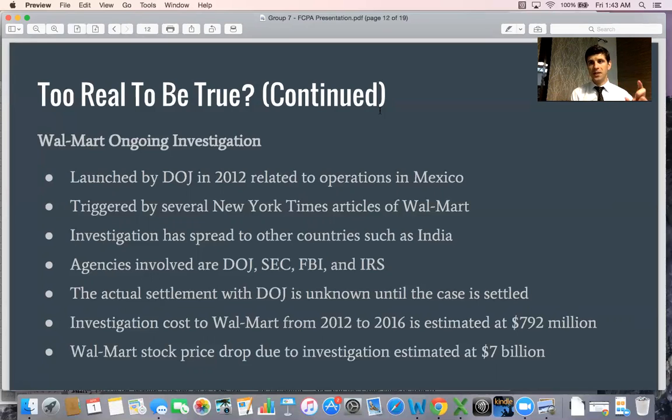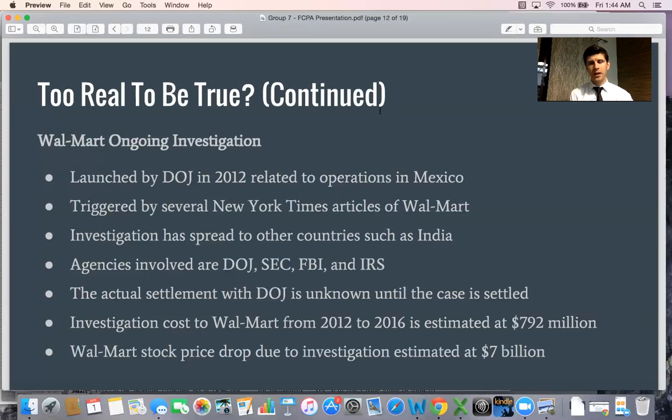Very soon, the investigation spread to many other countries. And right now, the analysts are showing that Mexico is actually not the biggest risk for Walmart anymore. Not much really happened there. There's going to be a fine, but not that bad. It's India where the real big risk now lies for Walmart, and who knows, could be other countries too. China could be next.